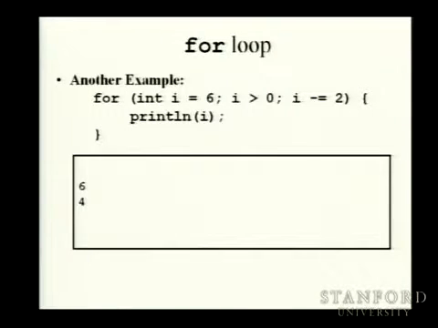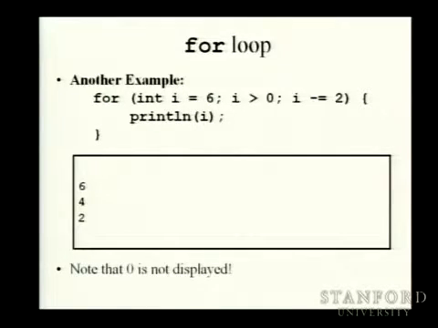4 is now greater than 0, it writes it out, subtracts 2 again. 2 is greater than 0, so it writes it out again. Subtracts 2 from i, so now i has the value 0. 0 is not greater than 0, so it's done. Okay, so that 0 is not displayed, because after we do the step, we always check the test again before we execute the loop one more time. Okay? Any questions about that?